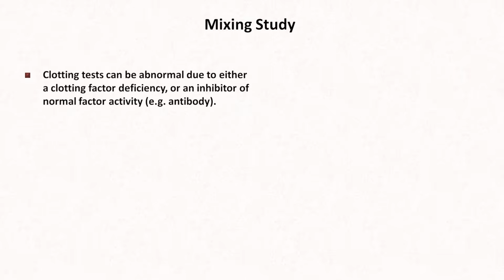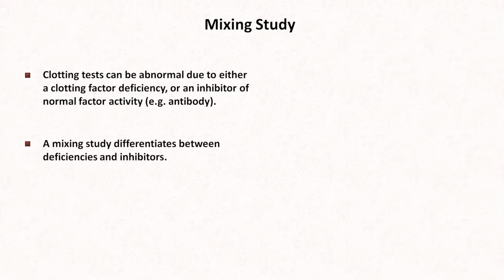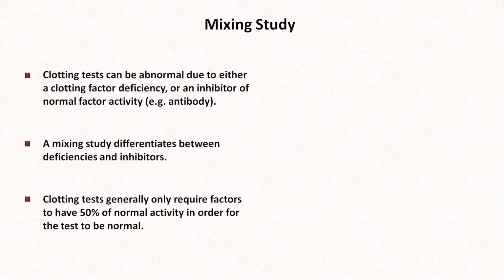Now, among the tests that I designated at the beginning of the video as uncommon, there is one which merits discussion here. That is the mixing study. Clotting tests can be abnormal due to either a clotting factor deficiency or due to the presence of an inhibitor of normal factor activity, usually an antibody. A mixing study differentiates between these 2 possibilities, and it relies on the observation that clotting tests generally only require factors to have 50% or sometimes even less of their normal activity in order for the test to be normal.